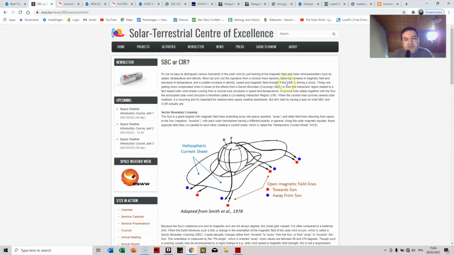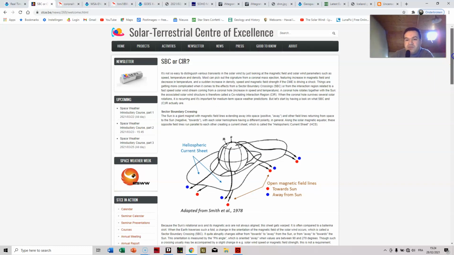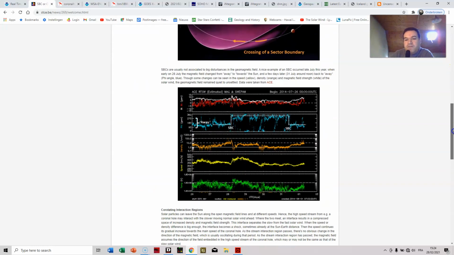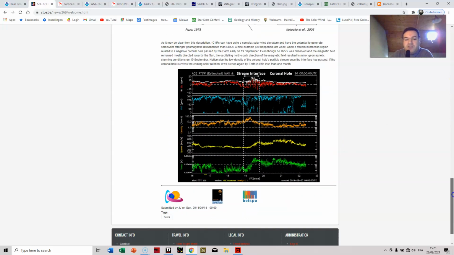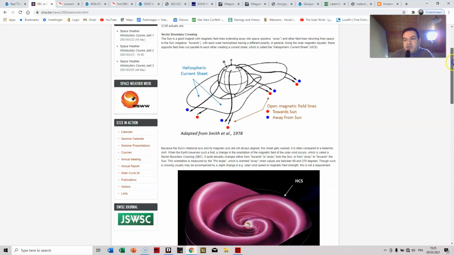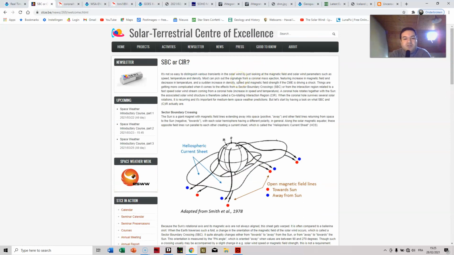Before I move on, I want to show an article, and I strongly suggest that you actually read it. It is about sector-bounded crossings and co-rotating interaction regions, which are phenomena caused by solar wind. In this article, they explain how you can recognize these events, viewing specific metrics, and what they actually mean space weather-wise and their effect. So I strongly suggest that you take a look at it, and I will leave a link in the description box of this video.